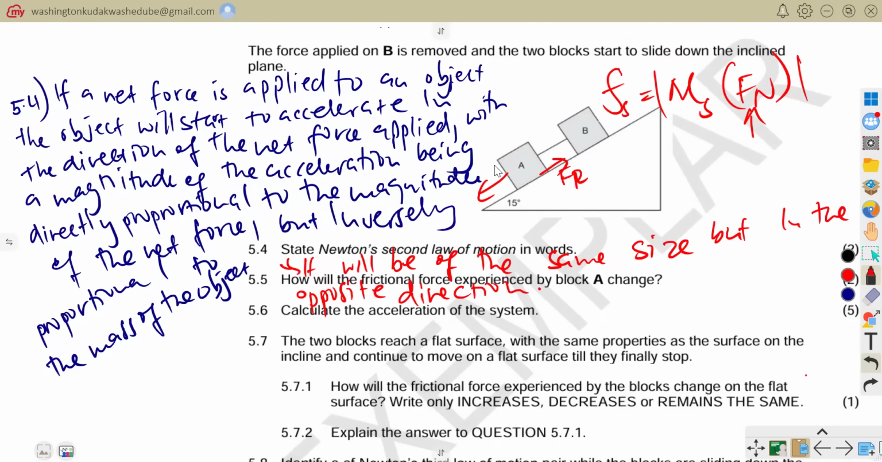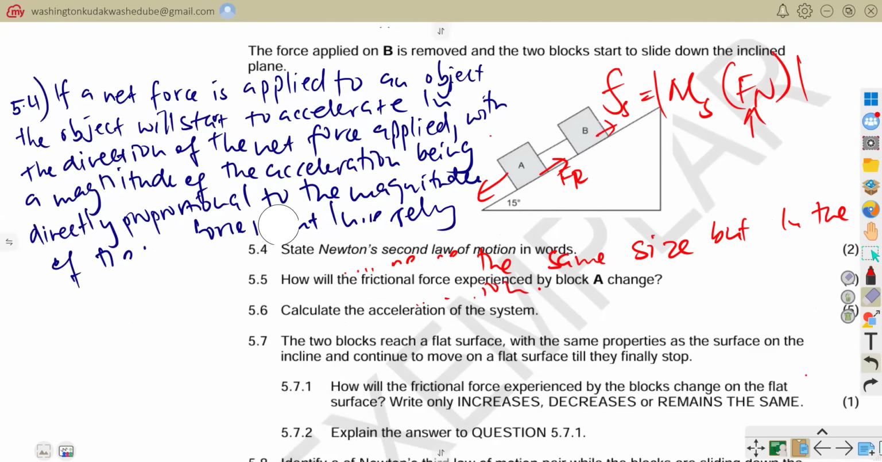Since that object is now going to go down, because they said the force applied on B is removed, the two blocks start to slide down the inclined plane. So when they slide down the inclined plane, the frictional force would now be in the opposite direction. Now they're saying calculate the acceleration of the system. Now we need to calculate the acceleration of the system.